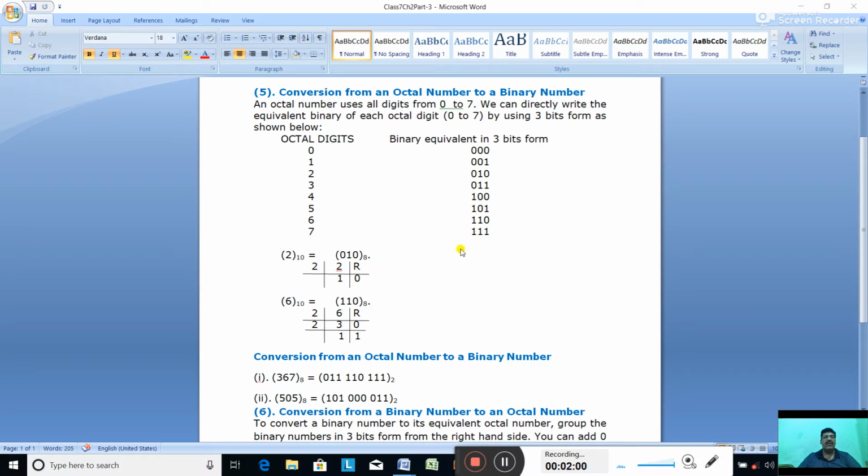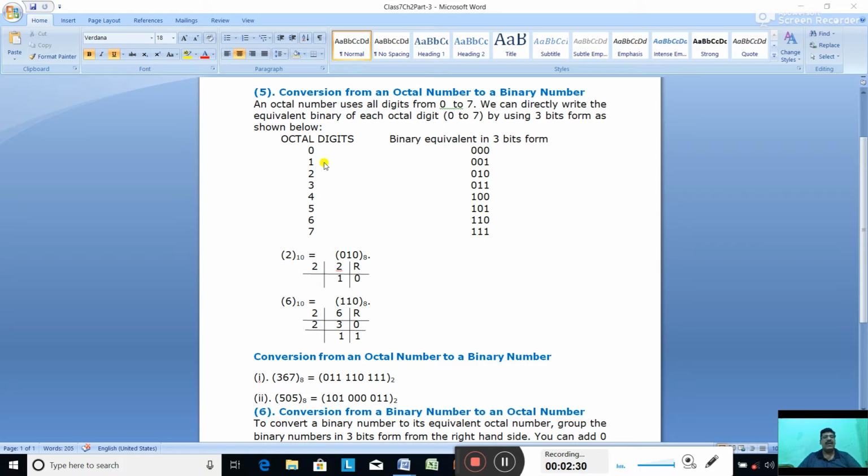The same way, one more example. Suppose 6. So binary of 6 is 1 1 0. How does the 1 1 0 come? Do it. 6 divide by 2. How many times? 3 times. Remainder comes 0. Again divide 3 by 2. How many times? 1 time. Remainder comes 1. So what is the answer? So binary of 6 is 1 1 0.